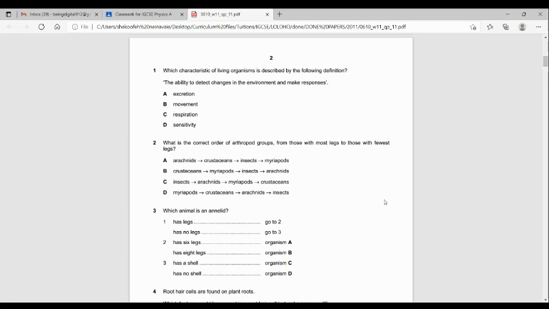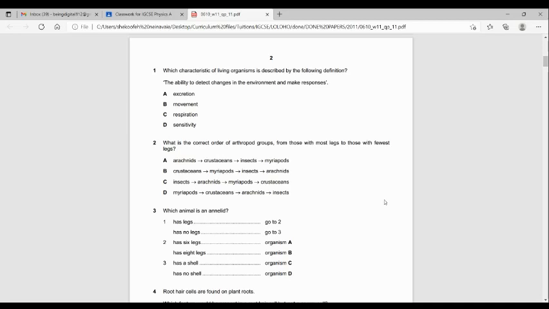So the first option is excretion. I just review the definition of excretion in my mind. Excretion is the removal of metabolic waste products like carbon dioxide, water, and also urea, either through the skin, through the urinary system, or your kidneys, or it can be through your lungs. So this actually has nothing to do with this description.